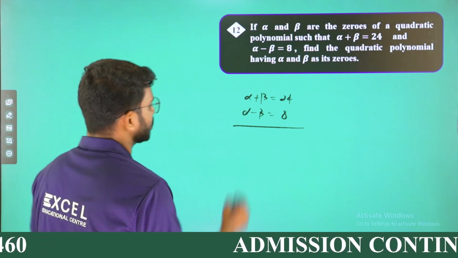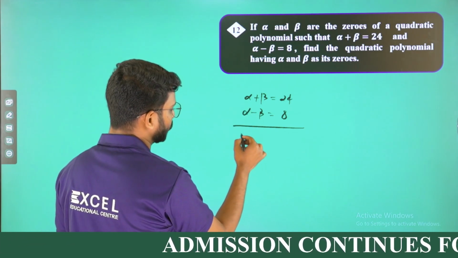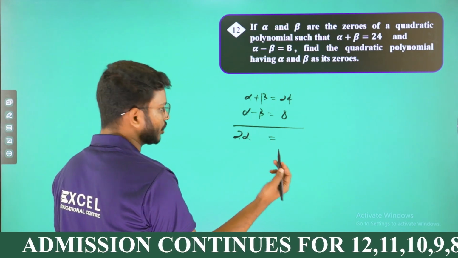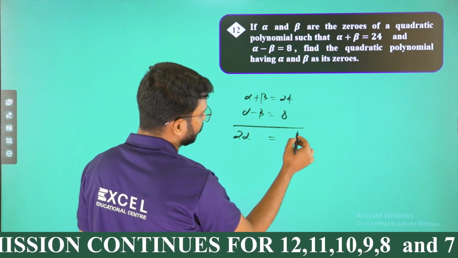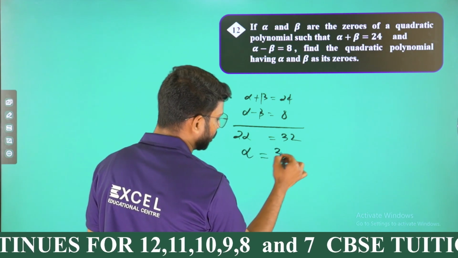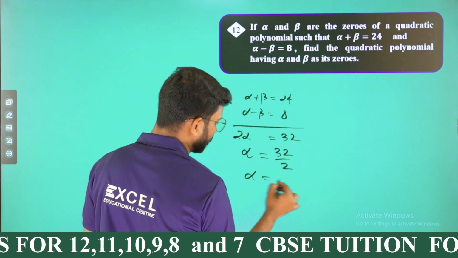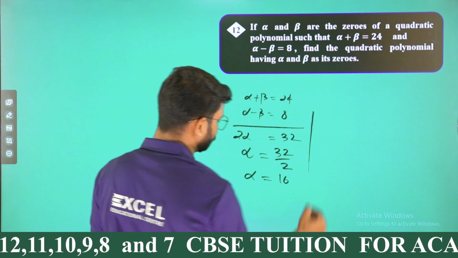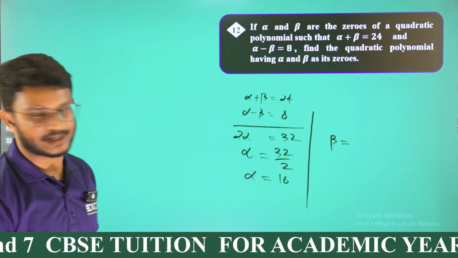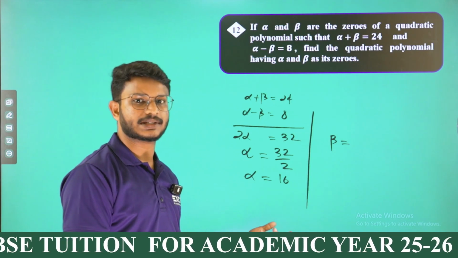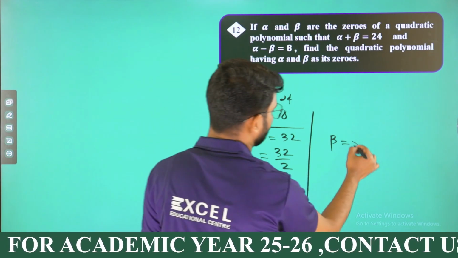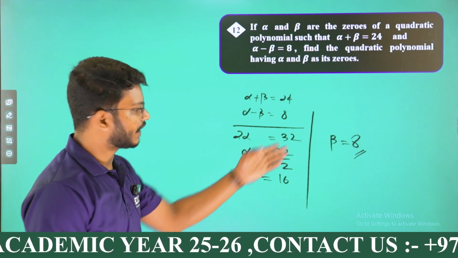Do it. So alpha plus alpha, 2 alpha, is equal to 24 plus 8, and beta minus beta becomes 0. 24 plus 8 is 32. So alpha is equal to 32 by 2, alpha equals 16. Then what about beta? Alpha plus beta is equal to 24, right? We got alpha as 16. So beta is equal to 24 minus 16. So 8 remains. Yes, beta is equal to 8. So we got alpha and beta.